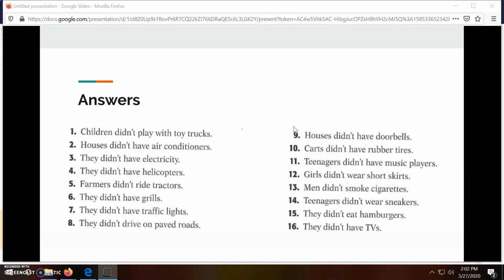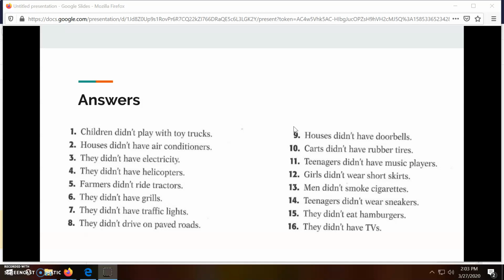Ten, cars didn't have rubber tires. Eleven, teenagers didn't have music players. Twelve, girls didn't wear short skirts. Thirteen, men didn't smoke cigarettes. Fourteen, teenagers didn't wear sneakers. Fifteen, they didn't eat hamburgers. Sixteen, they didn't have TVs.